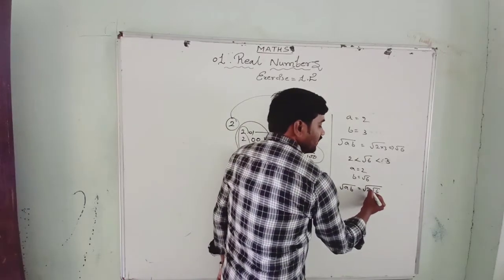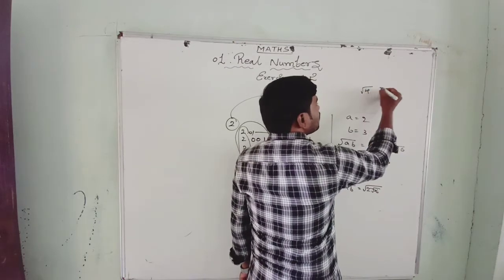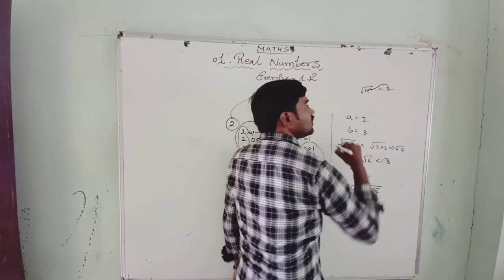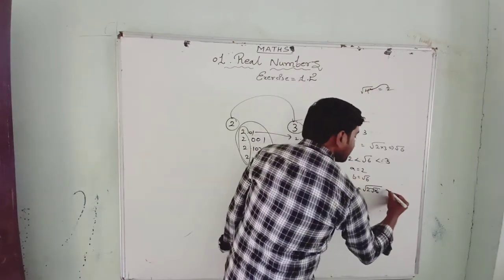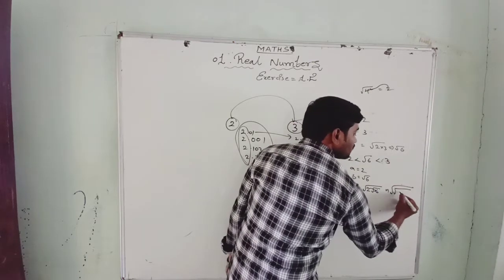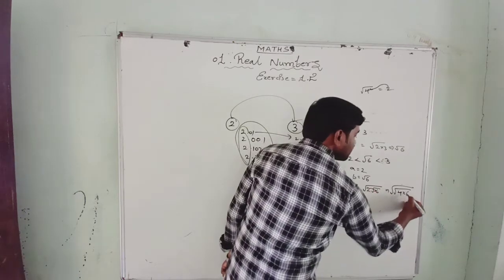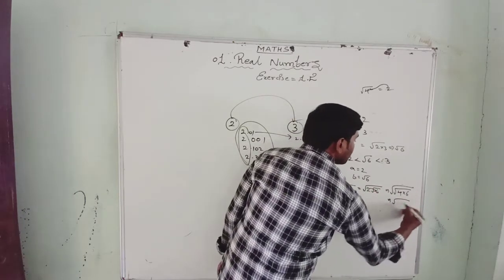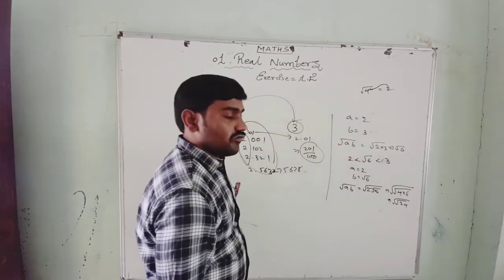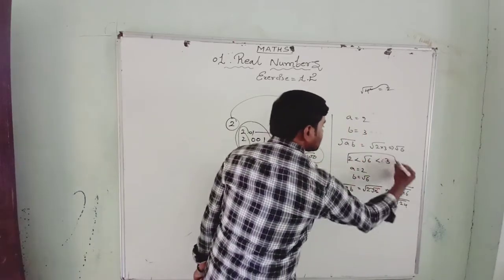This 2 is outside. We will take it inside. That means root 4 value will be 2. If 2 comes inside the root, it will be a 4. So it will be under root of 4 into 6, that will be under root of 24. This is the first one.